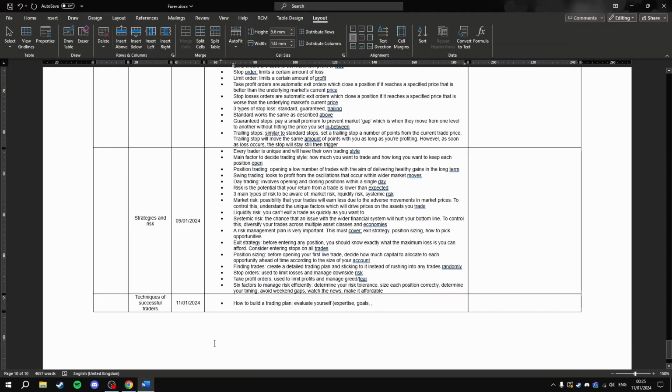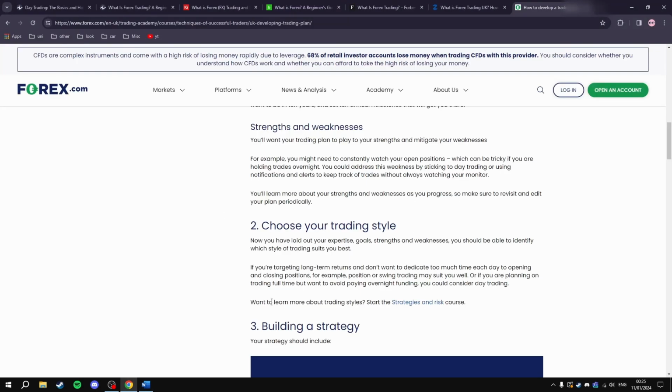Strengths and weaknesses. You'll want your trading plan to play to your strengths and mitigate your weaknesses. For example, you might need to constantly watch your open positions, which can be tricky if you're holding trades overnight. You could address this weakness by sticking to day trading or using notifications and alerts to keep track of trades without always watching your monitor. You'll learn more about your strengths and weaknesses as you progress, so make sure you revisit and edit your plan periodically.